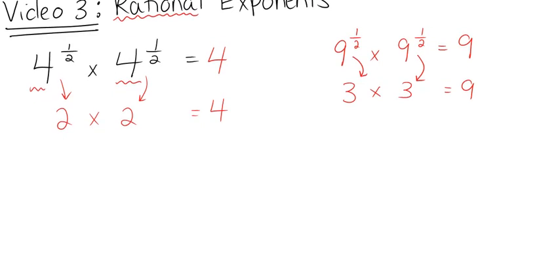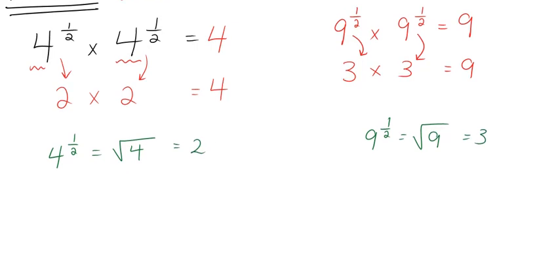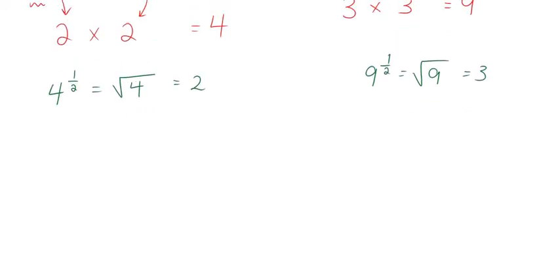So if you haven't figured it out yet, here is the key. Fractional exponents also can be written as roots. So it turns out 4 to the power of a half can also be written as the square root of 4. Just like 9 to the power of a half can actually be written as the square root of 9, which equals 3. So rational exponents can be written in radical form.